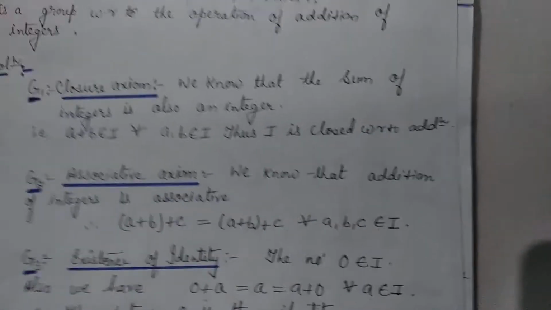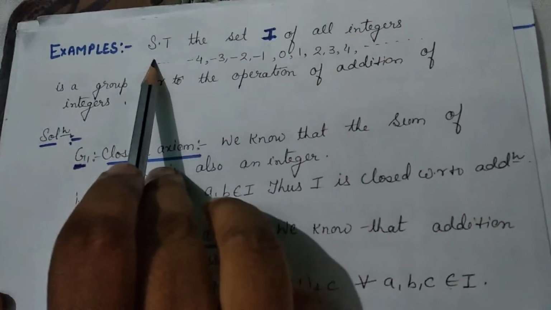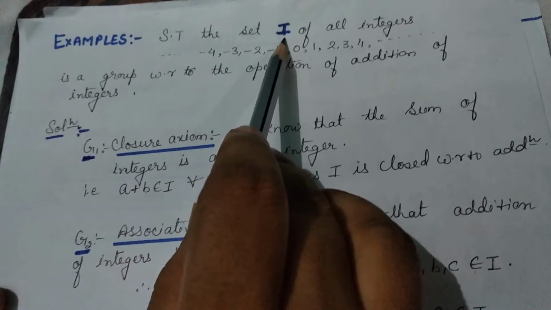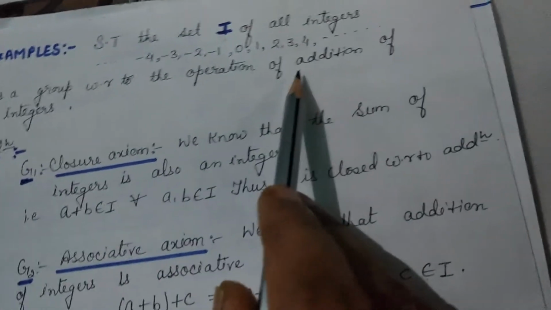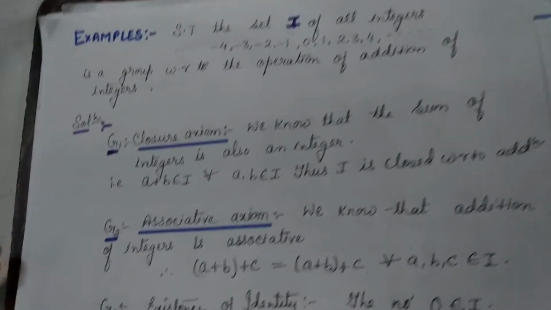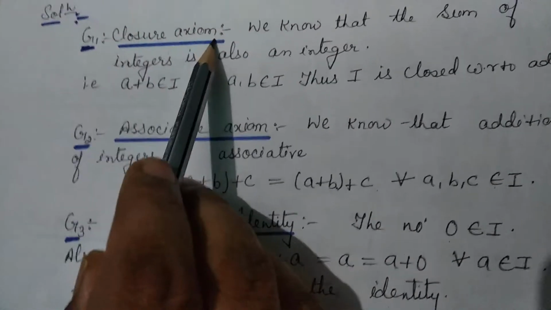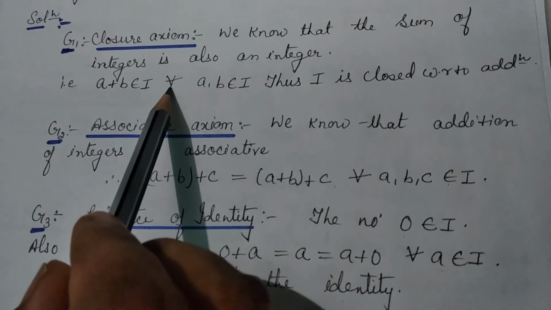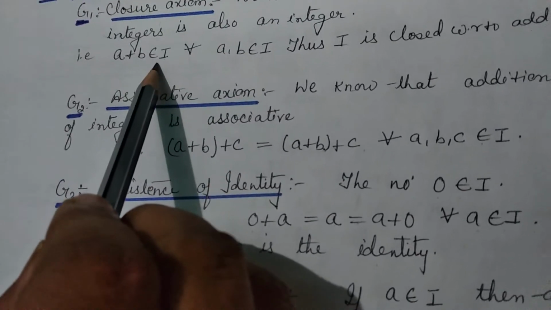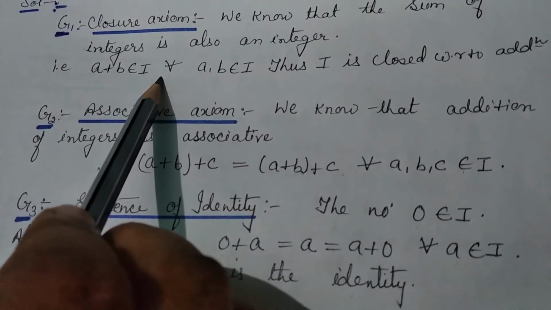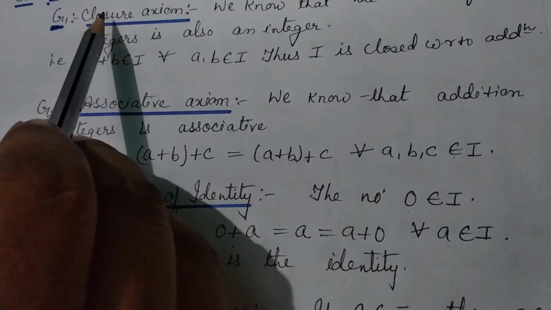So here I have taken the example of the set of integers. Show that the set I of all integers is a group with respect to the operation of addition of integers. So we will check one by one all the axioms here. The first one is the closure axiom. For all a, b belonging to the set of integers, a plus b belongs to I. Thus, I is closed with respect to addition. So the first one is satisfied.